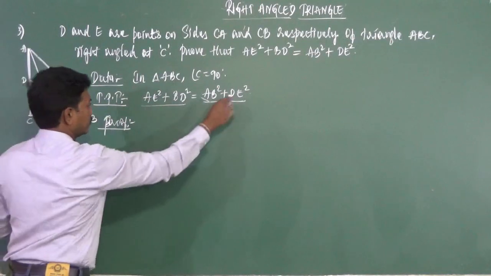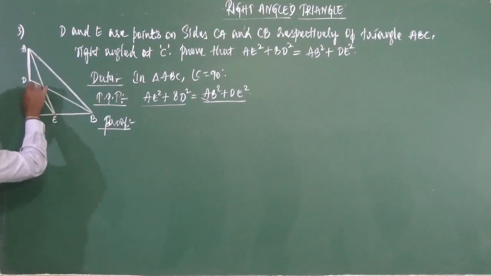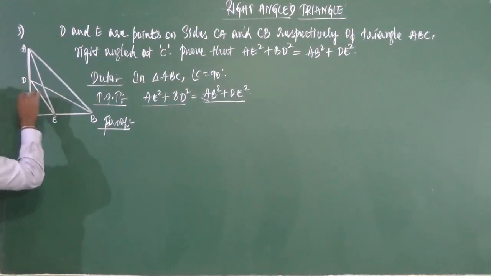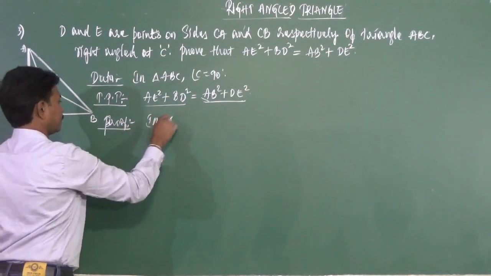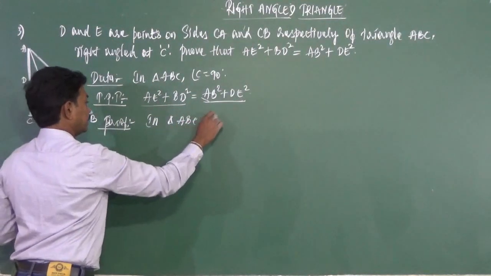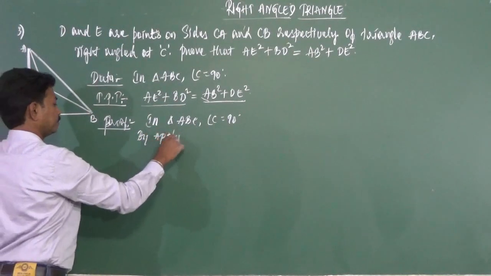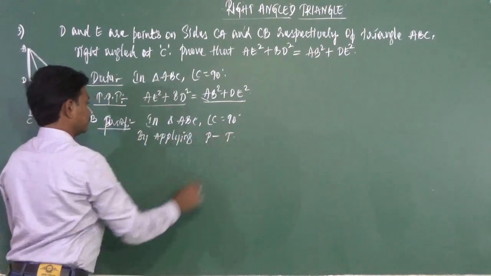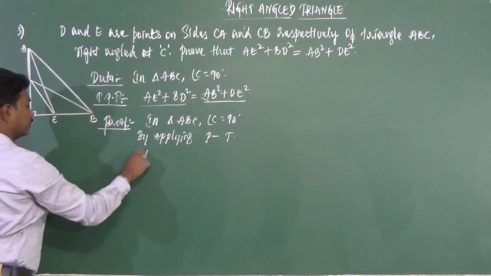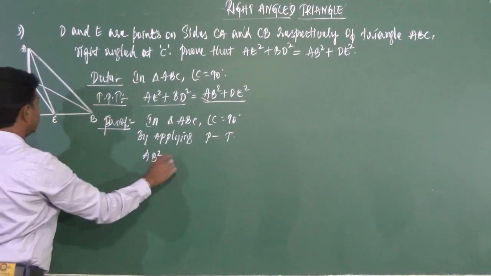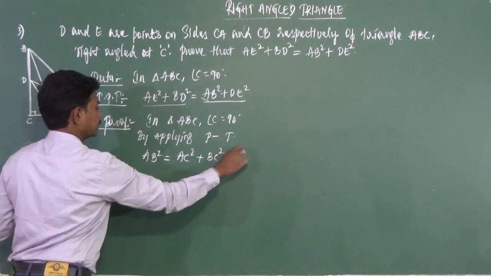In which triangle are you going to get DE square? DE is here. So if you want DE square, you have to select triangle DCE and apply Pythagoras theorem. So this is how it goes. First take triangle ABC. In triangle ABC, angle C is equal to 90 degrees. So by applying Pythagoras theorem, AB square is equal to AC square plus BC square. Take it as equation 1.